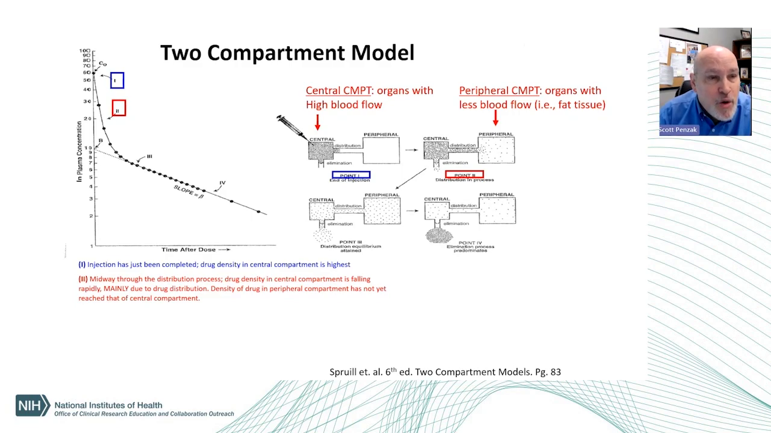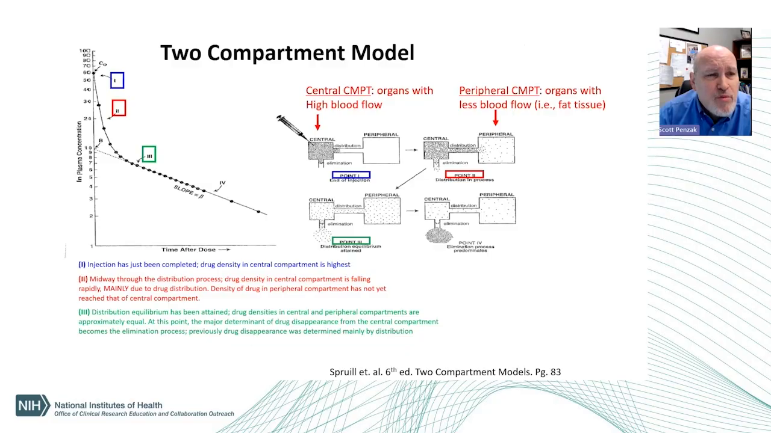So what do you think is going to happen down here at point 3? This is sort of where you have a break in the curve. And you've got, at least upon visual inspection, what looks to be equal amounts of drug in the central and peripheral compartment. So let's read what we have here as far as description. Distribution equilibrium has been attained, right? So drug densities in the central and peripheral compartments are approximately equal.